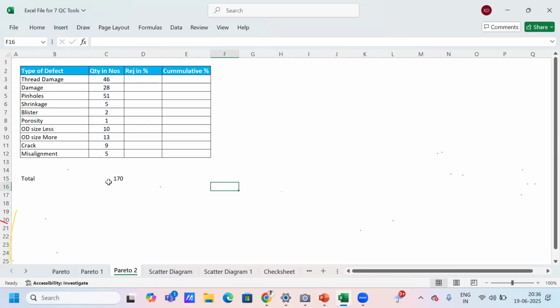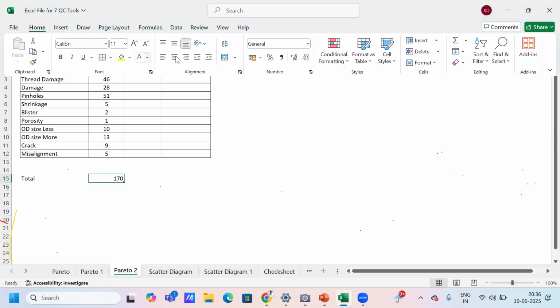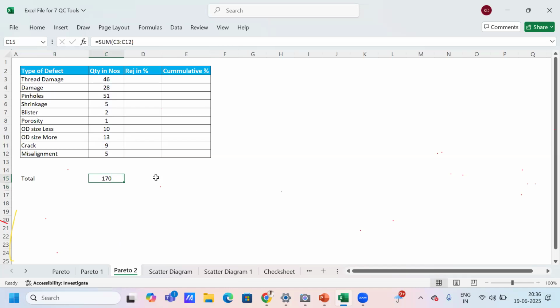Okay, so there are 170 rejections. This is the data given by somebody, suppose I call him Akash. Akash is a quality engineer, and I told him to please collect the data by using a check sheet and present this data to me. So he came with this sheet. Sir, this is thread damage 46 numbers, job damage 28, pinholes 51. You can put your own defects; I have used defects from the die casting industry. Blister is 2, shrinkage is 5, OD size less 10, OD size more 13, like that. So Akash came with this sheet.